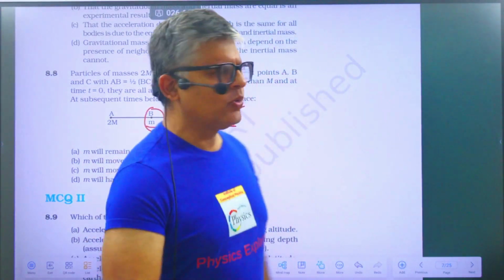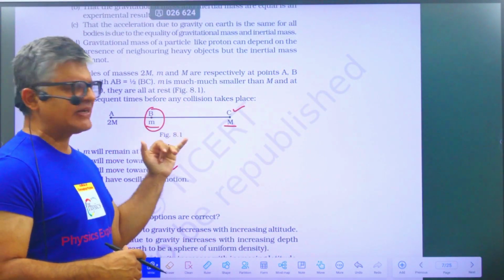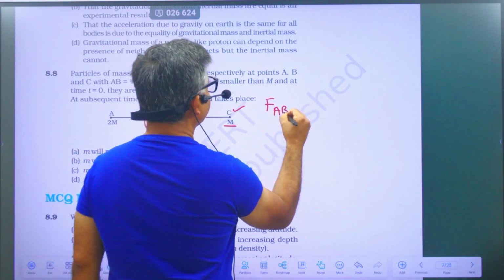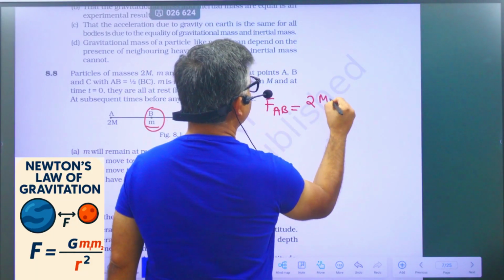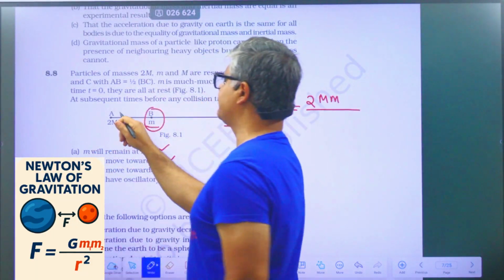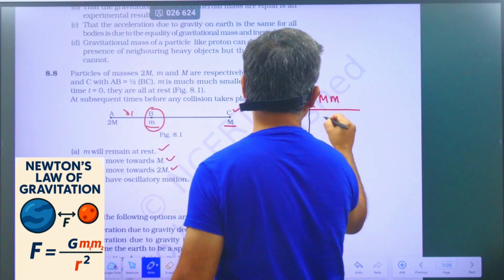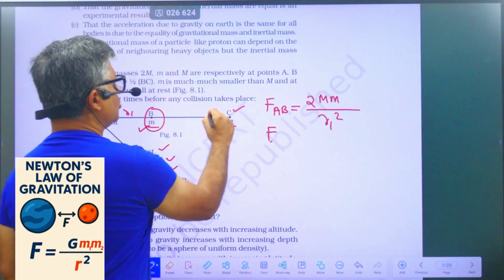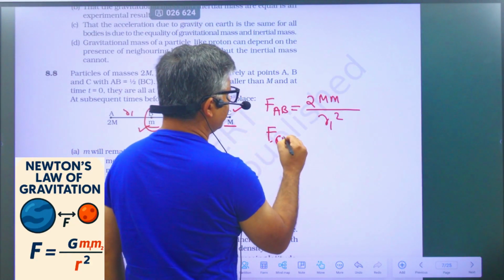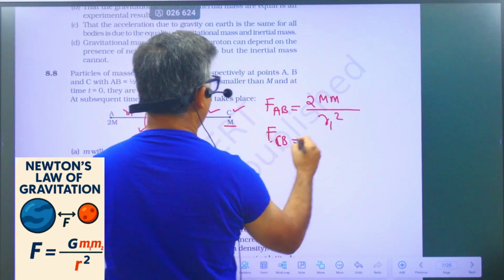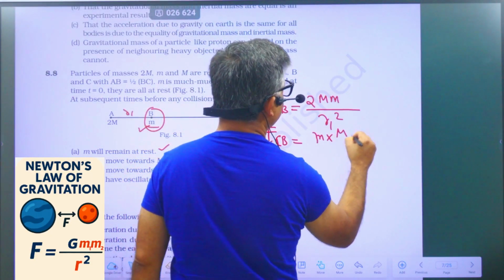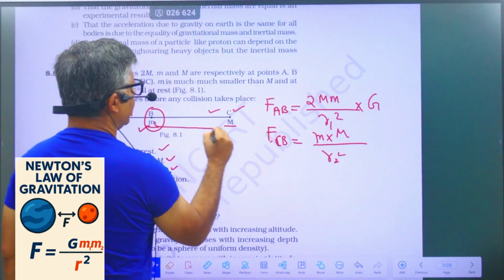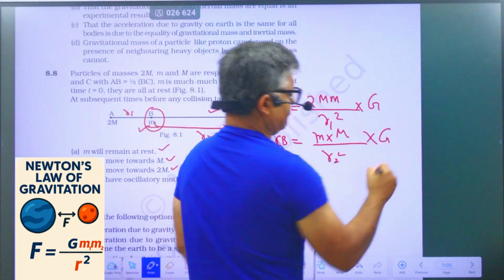If you notice this, you can see that the test mass will be subjected to two forces, right? So the two forces are going to be the force applied by A on B, which is going to be 2m upon, so let's say this particular distance is r1, so this is going to be r1 square. The force being experienced by B due to C, so this is FCB is equal to m into m upon r2 square, assuming this distance is r2, right? Of course, gravitational constant is going to be there.